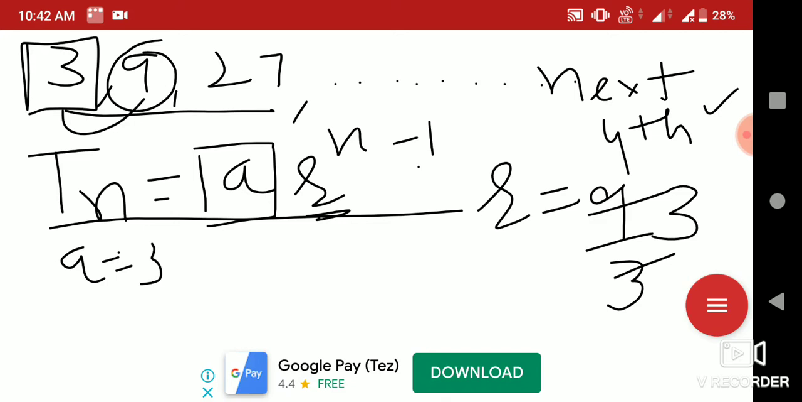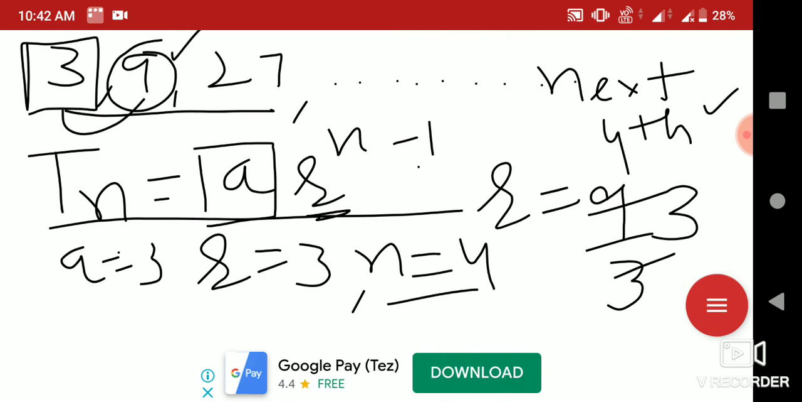If it is given that it is a GP, then we just divide the second term by the first. We get r is equal to 3. So now we have to find the fourth term, that means n is equal to 4. Putting these three values in this formula, we can get the nth term.